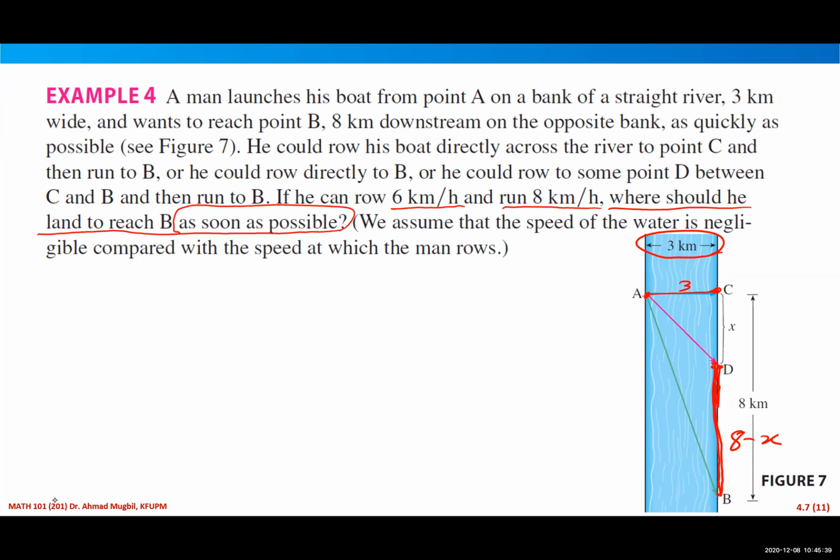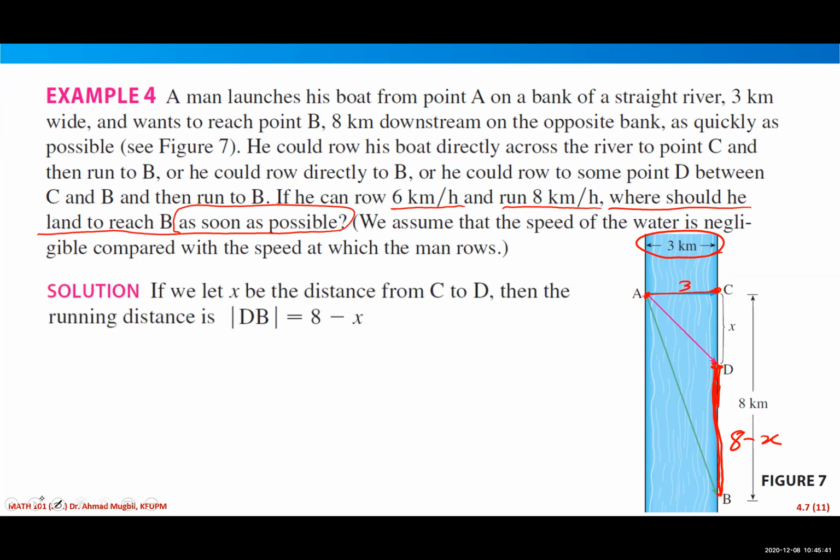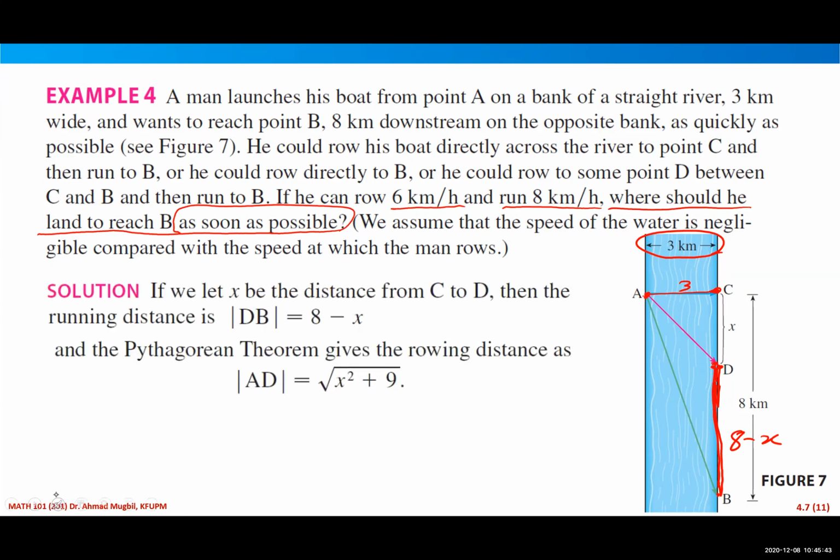And you know, Shabab, that I said this is 8 minus X. Here we need the relationship. By using the Pythagorean theorem, it will be the square root of X squared plus 9, because this is a right triangle. Now you have the distance, you have the speed. This is the speed of rowing, and this is the speed of running. You remember, Shabab, that we need to focus on the time. The time is the distance over the speed.